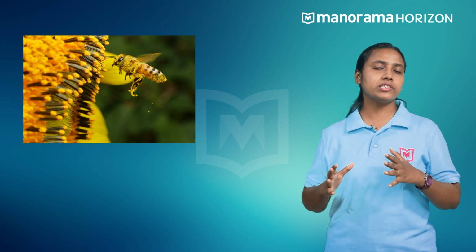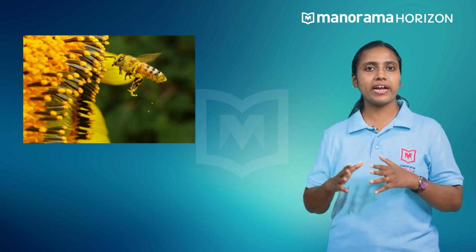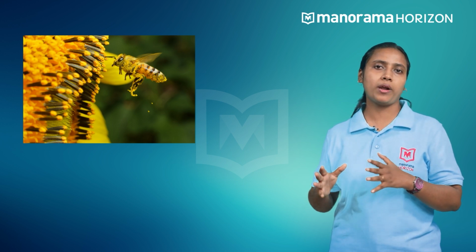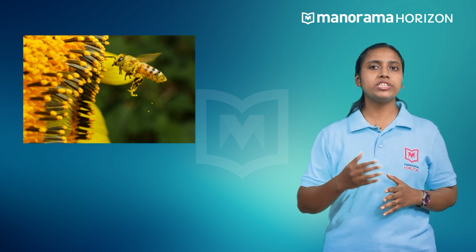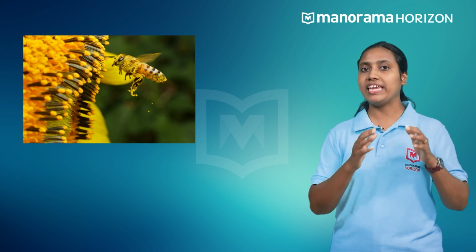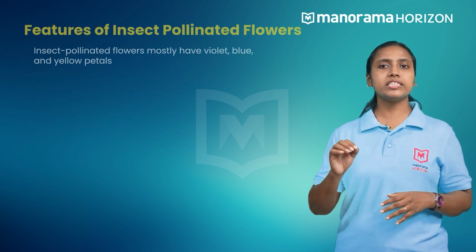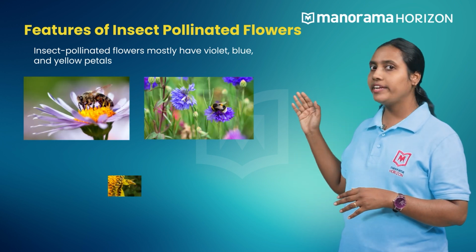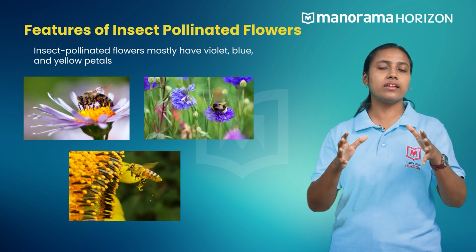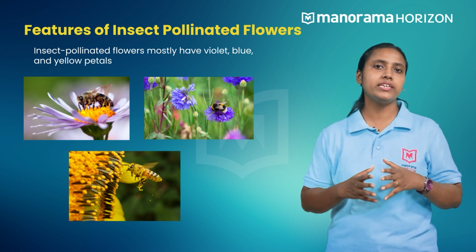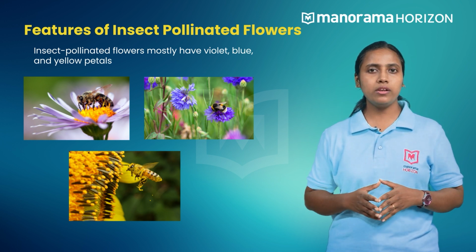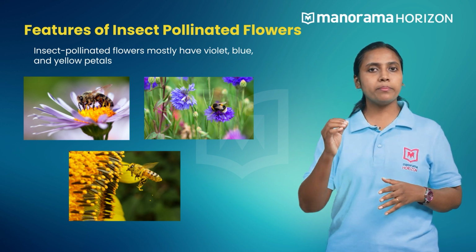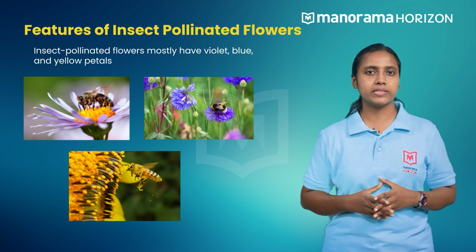Around 70% of flowering plants are pollinated by insects, and bees are the main pollinators of crop plants. Can you tell me some specific features of insect-pollinated flowers? Insect-pollinated flowers mostly have violet, blue or yellow petals, as these colors are easily seen by the insects. Example, the yellow or orange flowers of safflower, which can be easily seen by insects.